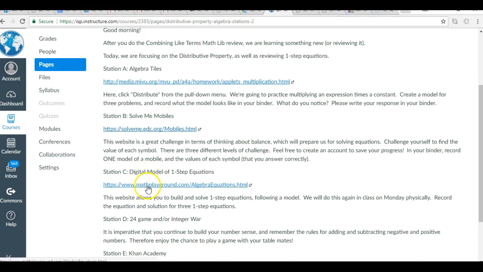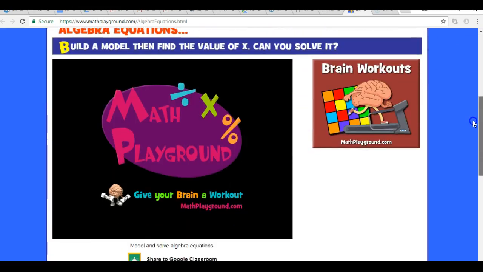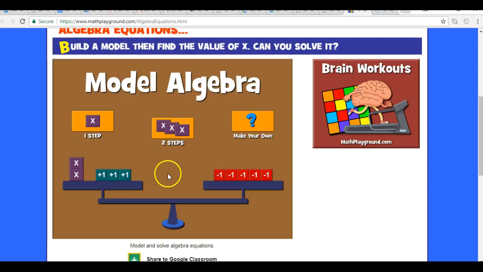And then here on Math Playground, we're going to create a digital model of one-step equations. And in fact, you can do two-step equations if you want. So let's look at what this means. Here in Math Playground, we've got some models. And you should know that the sound, you're not going to hear it, but it's terrible. I hate it. So what we're going to see is we're going to model one-step equations.